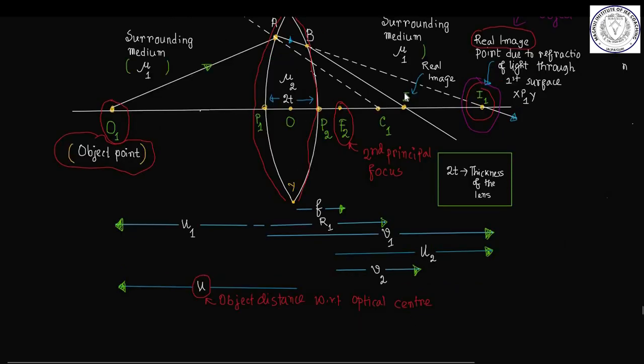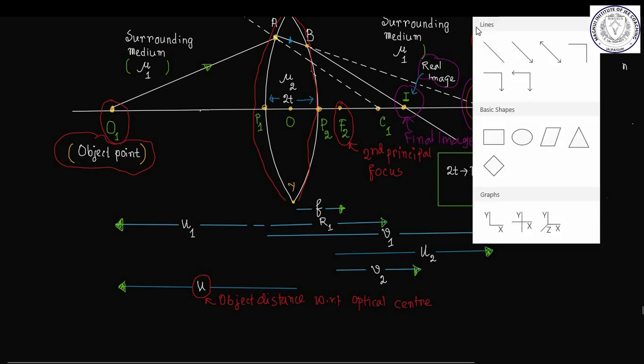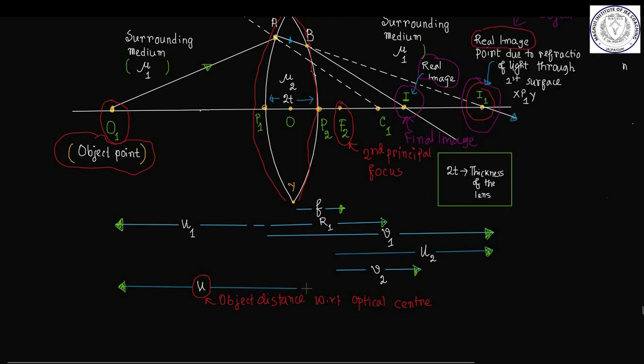Now we can denote the final image. I is the final image. I is the real image, and that is also the final real image formed by the two refracting surfaces. That means I is the final image formed by the convex lens with respect to the object point O1. I is the final image.